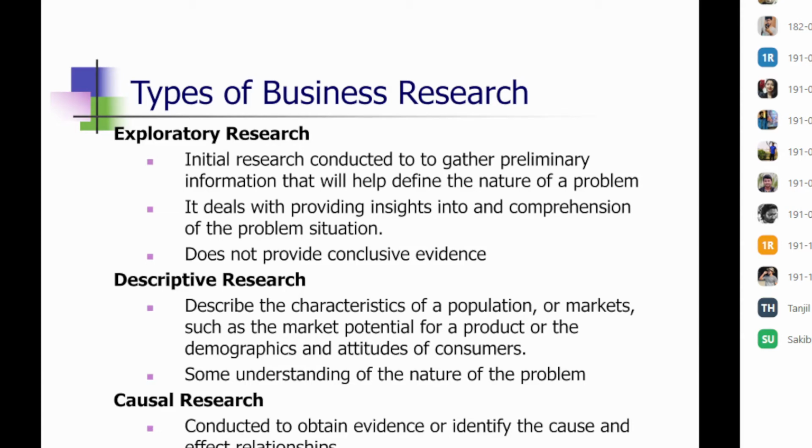So when you need to identify which one is cause, which one is effect, as well as what is the relationship between cause and effect, you need to conduct causal research. One should be cause, another should be effect. Let's say if you give fertilizer in your land, the production will grow up.